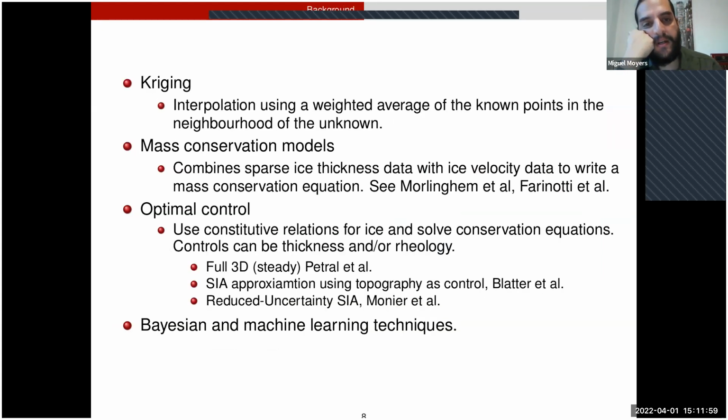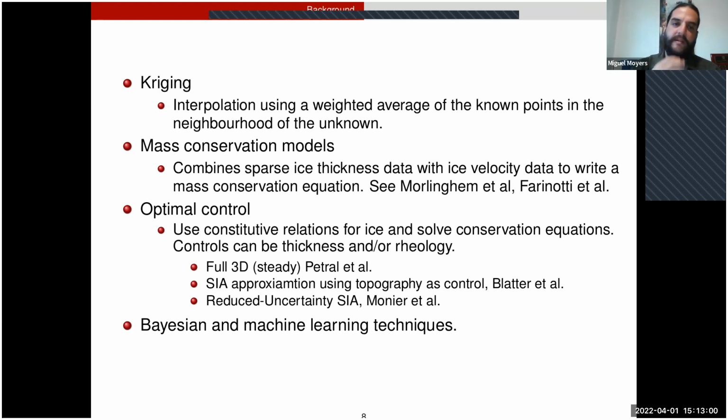What people have been doing, as you can imagine, this problem has been tackled for a long time now. In the past, some of the first tries to get this information were done by using kriging. That's just an interpolation: a weighted average of the known points in the neighborhood of the unknown. Talking to my friends in the stats group, I'm more of a deterministic person. It's just linear regression with some information. My friend was telling me that you use a covariance matrix that has information about the spatial structure, and that's how you create your weights and do linear regression. So it was interpolation.